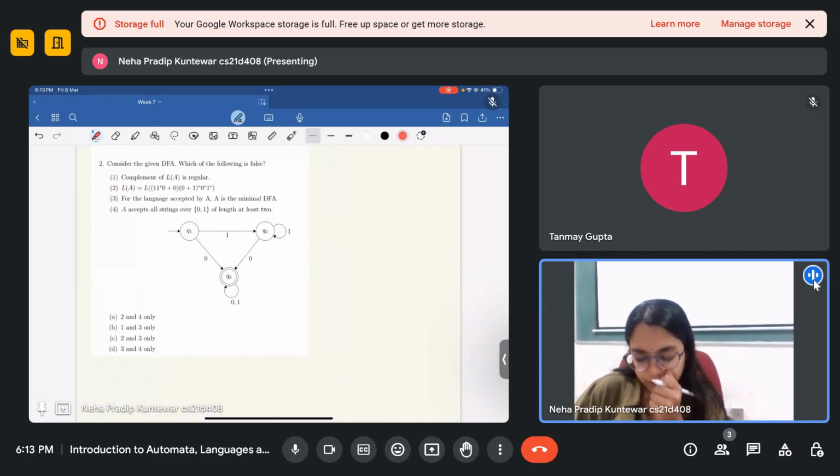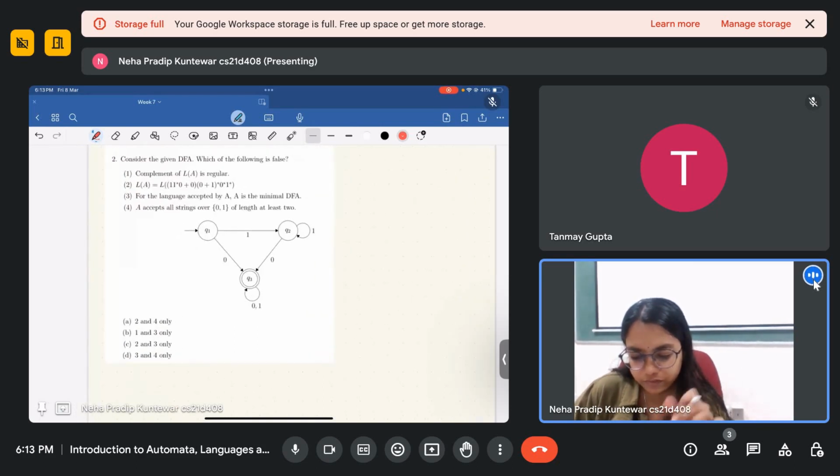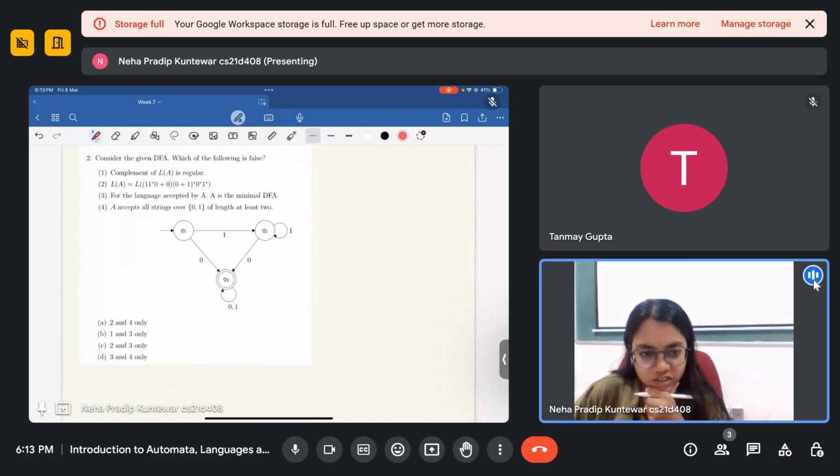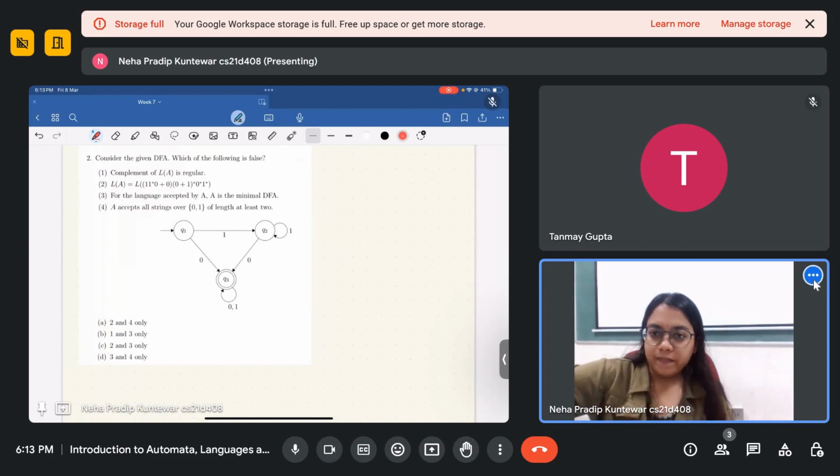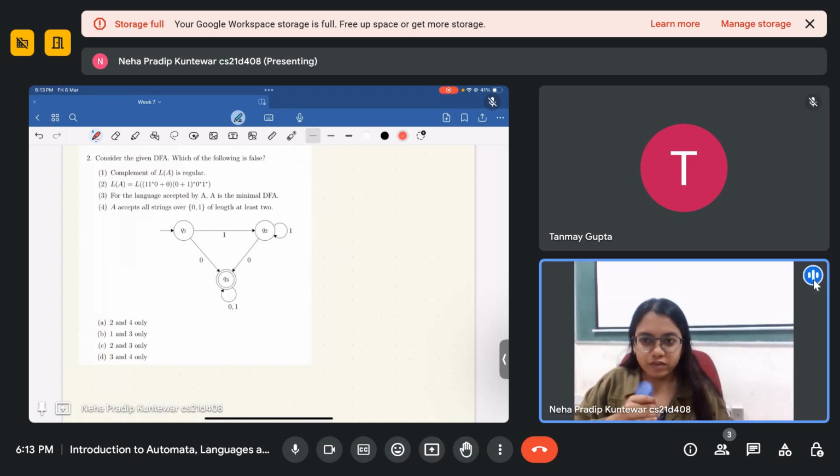So yeah, here you are given a DFA, and there are 4 statements that are written. You want to tell which are the correct statements. So I'll wait for a couple of minutes.